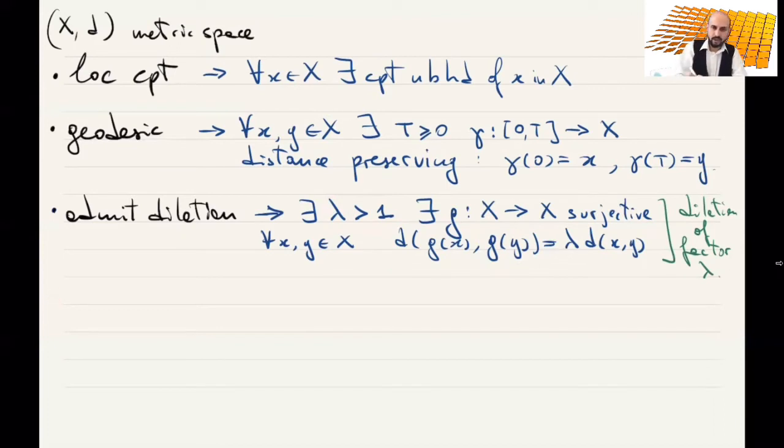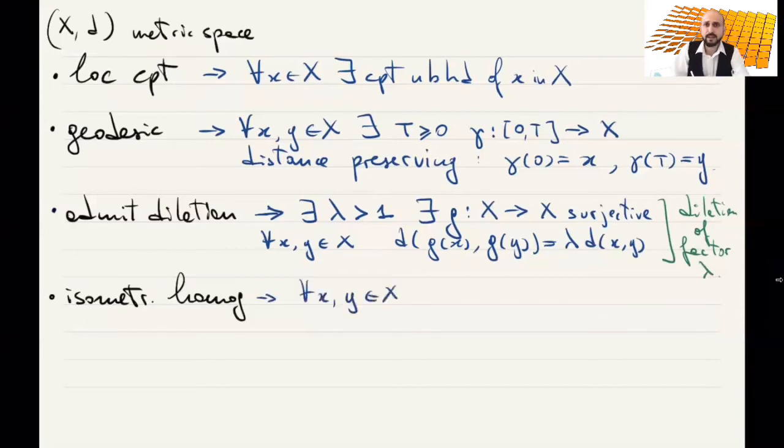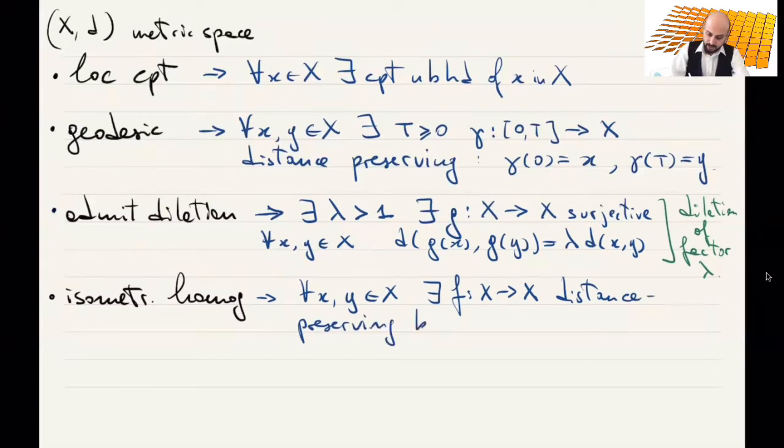And the last point was isometric homogeneity. So a space is isometrically homogeneous if whenever you take two points, x and y in X, then you can find a map f from X to X, a bijection that is distance preserving, so it's also surjective, such that f sends x to y.